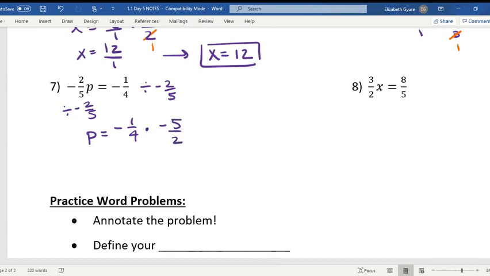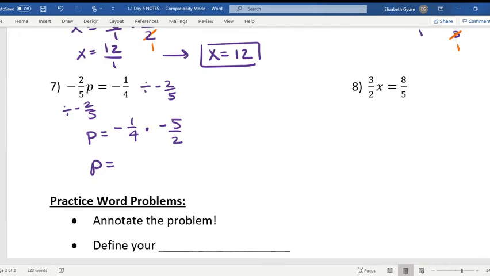Now, the negative sometimes throws people off. Does it really matter where you put the negative? Does it matter if it's on the top or the bottom or just in the front somewhere? No, it just needs to be there. Okay. Now, I don't see anything we can simplify, so let's just go ahead and multiply.